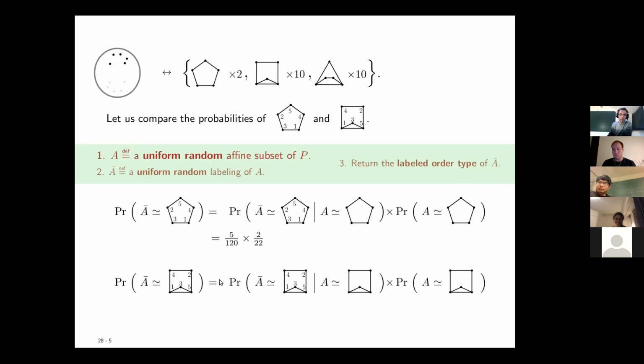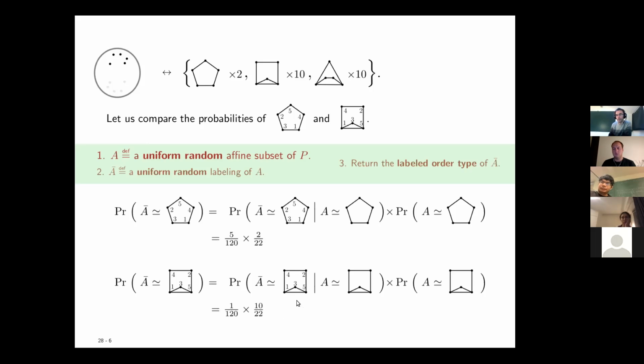Now, if I do the same computation for this configuration, again the conditional probability, here I get 10 out of 22. But here, because I no longer have a symmetric configuration, I only get one possible labeling. And you see, these two are equal.